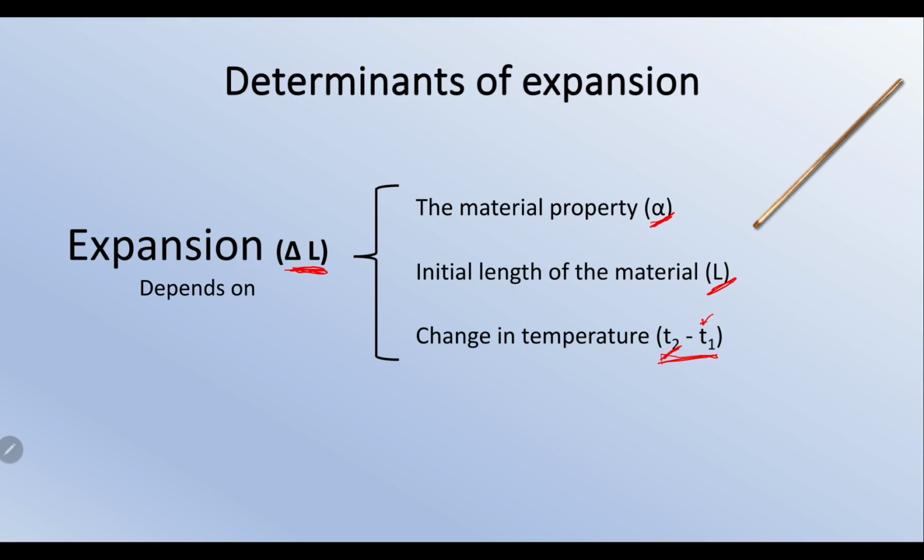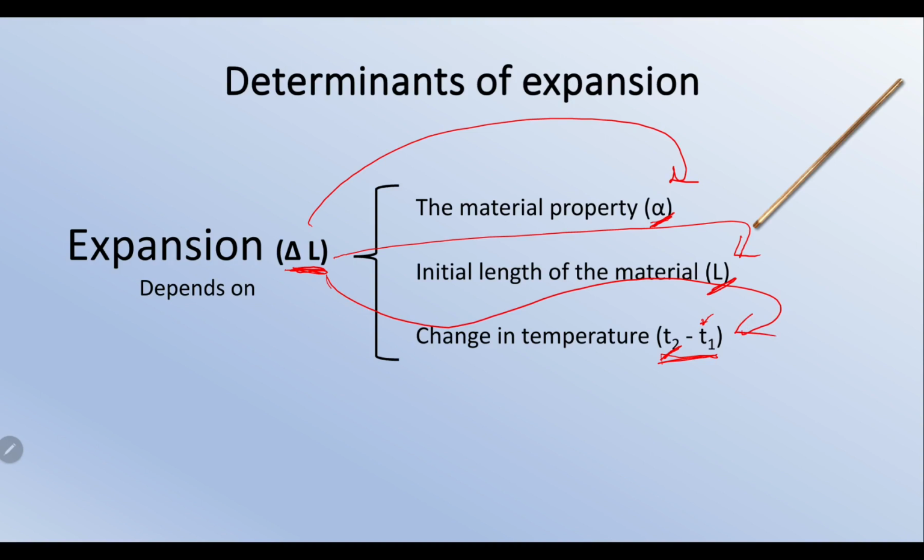So, the thermal expansion depends on the thermal coefficient, the initial length of the material, and the change in temperature. Now, if we combine all these things together to form an equation, there you go. That's all. Change in length delta L equals alpha times initial length times the change in temperature, and the unit is meter. I told you that it is very simple, didn't I?